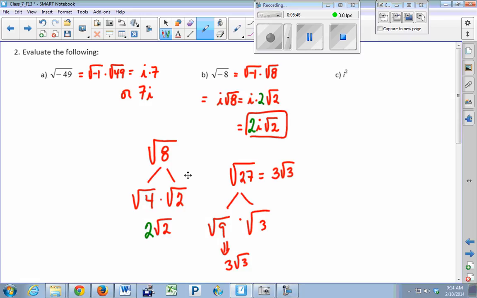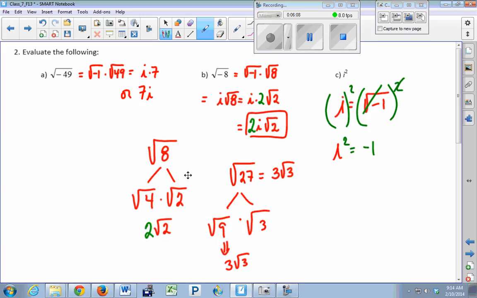So i is defined to be the square root of -1. When you square both sides, you get i squared on the left. And what happens when you square a square root? They undo each other, right? And you just get -1.